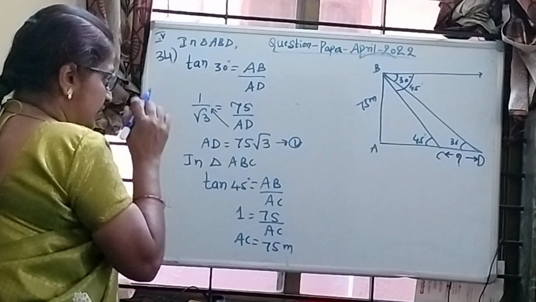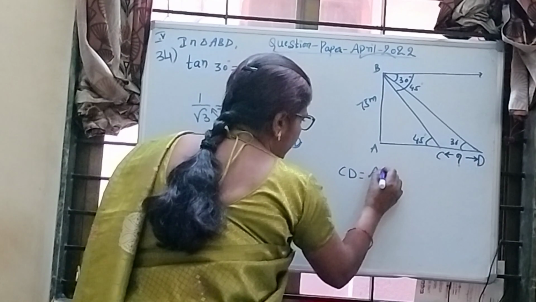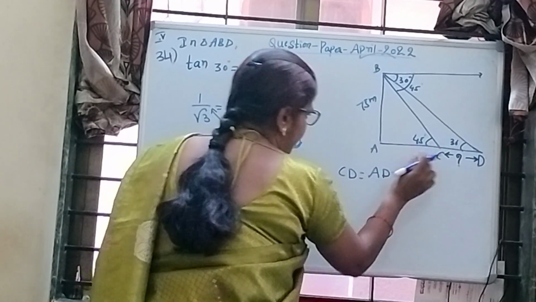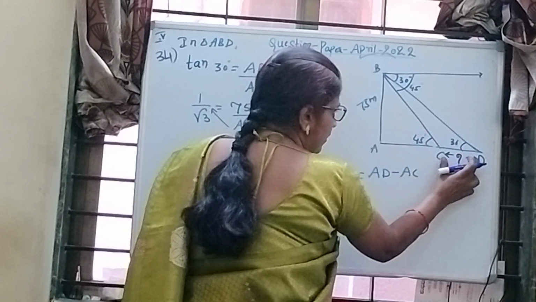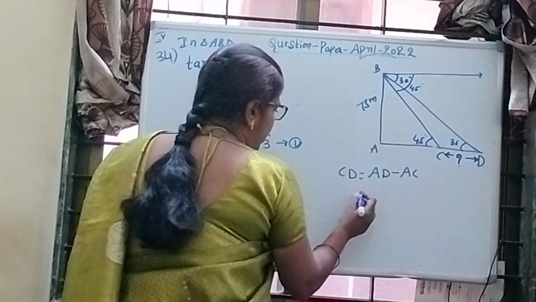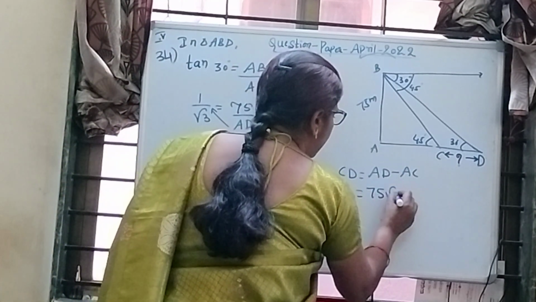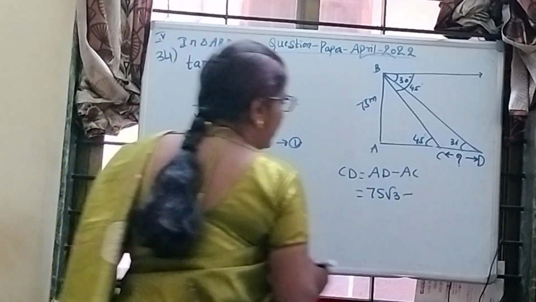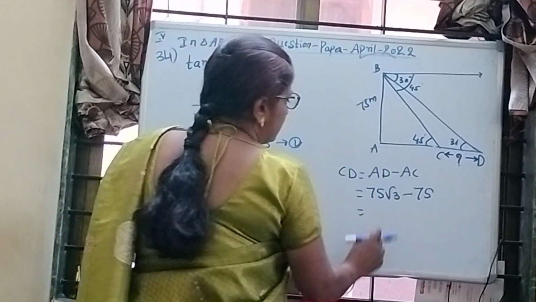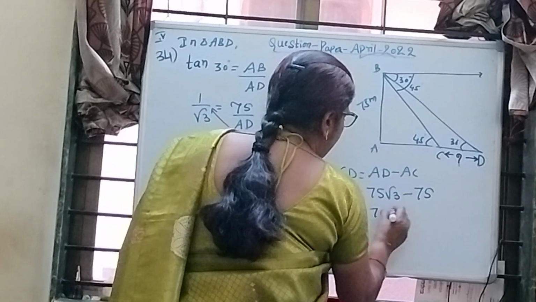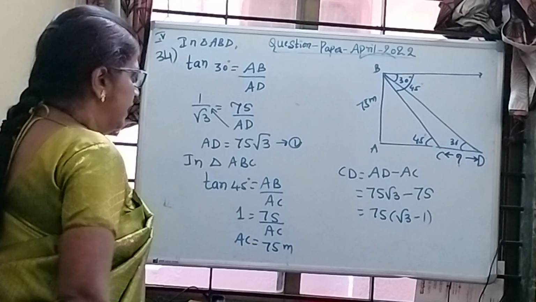Now the actual question is CD. So how do you get CD? CD is equal to AD minus AC. If I want only this much, in this complete AD, if I remove AC, we will get CD. So what is AD? AD we have got 75 root 3, minus AC we have got 75. So it is 75 if you take common, root 3 minus 1. That is the length of CD.